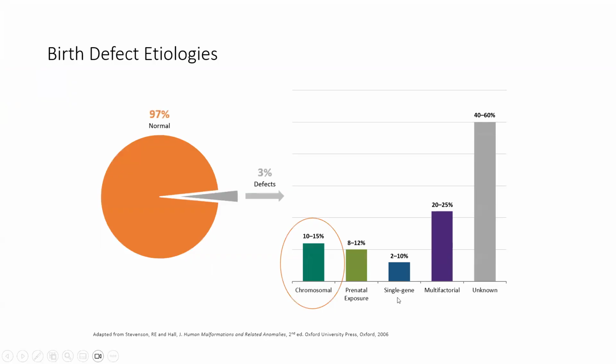So, a little overview. We know that about 3% of babies are born with congenital anomalies. The vast majority of those are due to multifactorial, teratogenic, or unknown etiology. Of the genetic causes for birth defects, up to 10% are due to single gene disorders, and then another 15% are due to chromosome abnormalities, which is what we'll be focusing on today.